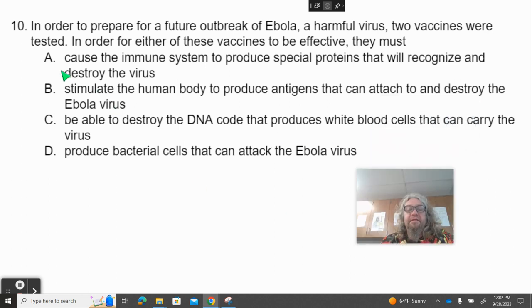Number 10, in order to prepare for a future outbreak of Ebola, a harmful virus, 2 vaccines were tested. In order for either of these vaccines to be effective, they must A, cause the immune system to produce special proteins that will recognize and destroy the virus. B, stimulate the human body to produce antigens that can attach to and destroy the Ebola virus. C, be able to destroy the DNA code that produces white blood cells that can carry the virus. Or D, produce bacterial cells that can attack the Ebola virus.